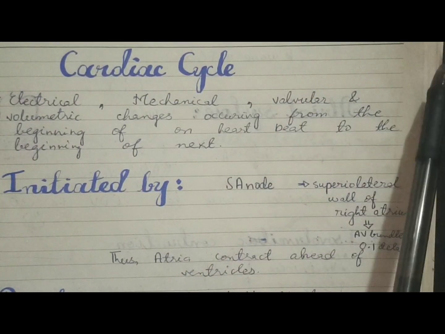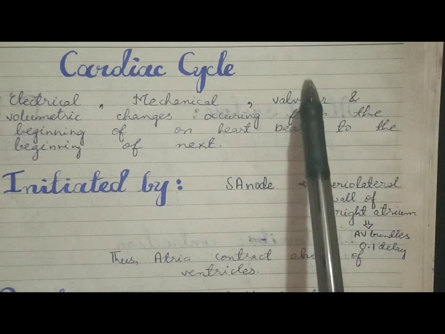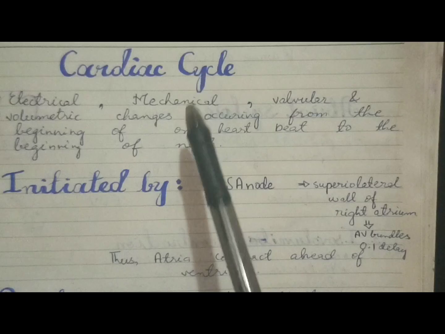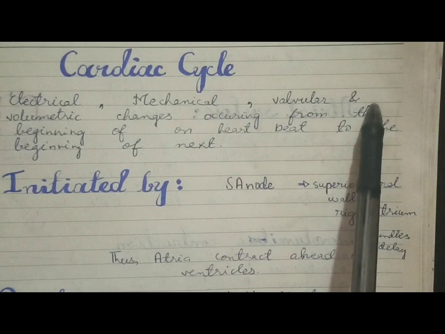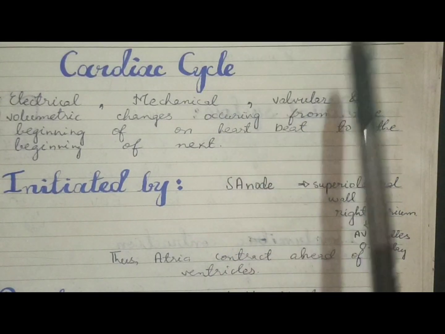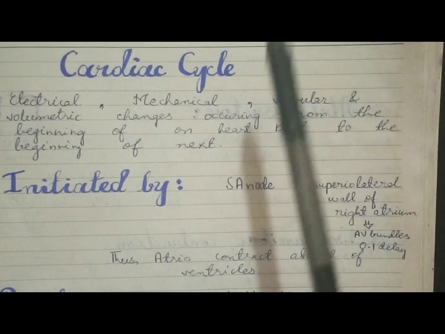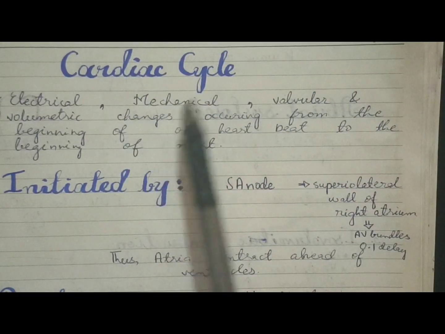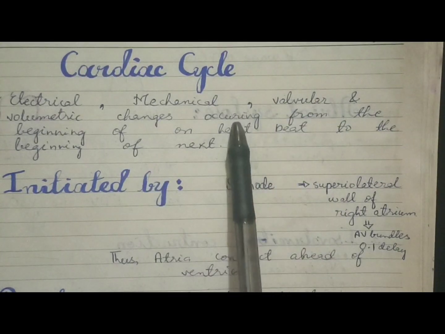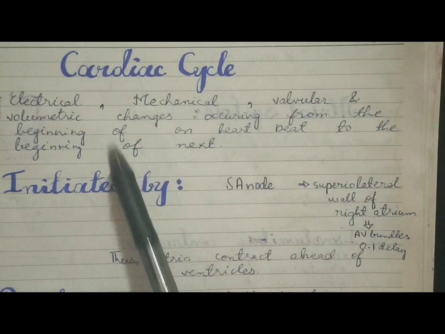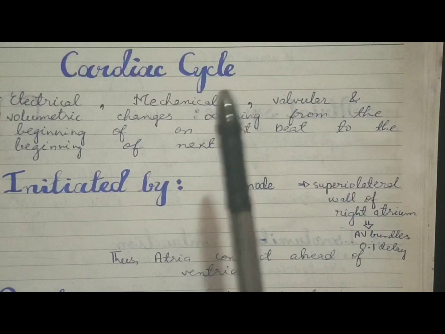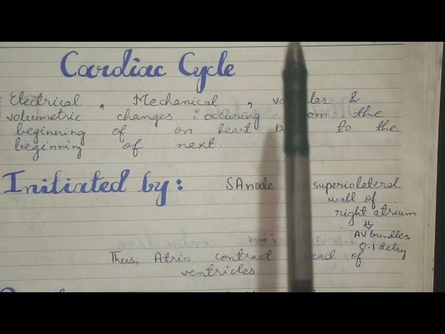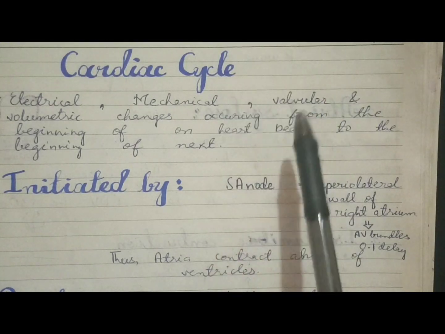Okay, so let's start with the introduction of the cardiac cycle. To be very simple, it is the sequence of events occurring from one heartbeat to the beginning of the next. Now, what sort of events take place in the cardiac cycle? These are the electrical, mechanical, valvular, and volumetric changes that occur from the beginning of one heartbeat to the beginning of the next. Basically, these changes cause the heart to beat or to pump blood.